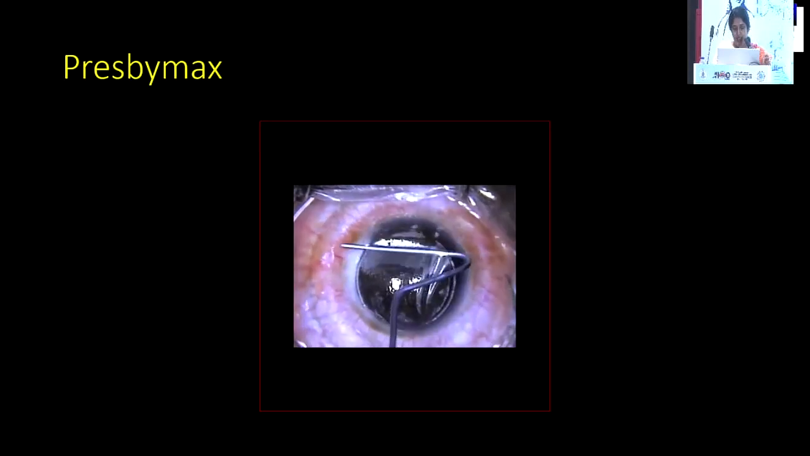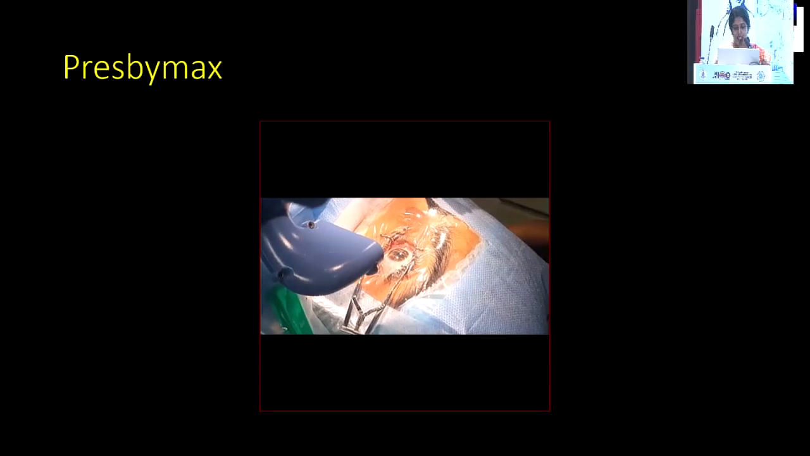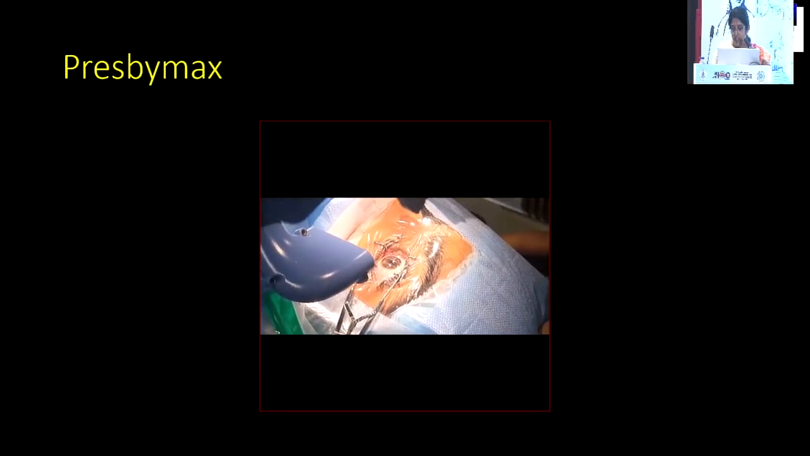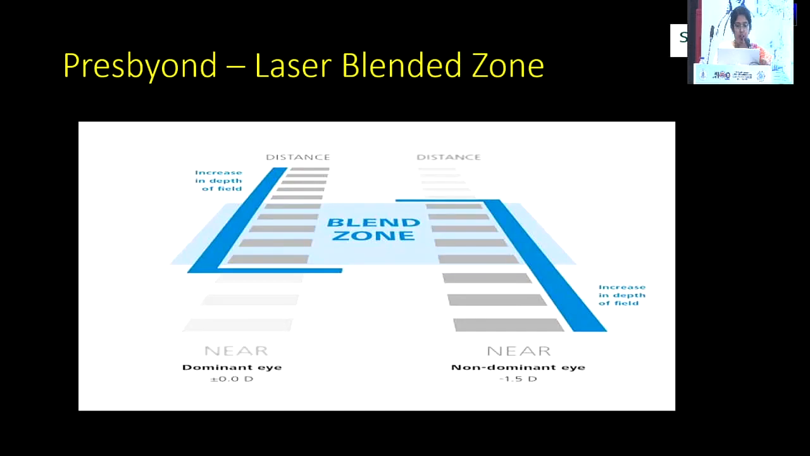This is just a standard procedure of laser correction. We are creating a flap, we are giving the laser correction, and they can go on. Next option is Presby On, a laser blended zone where we are using the concept of micro monovision. One eye, mainly the dominant eye, we are giving for distance correction, and the non-dominant eye, we are going for the near vision correction.